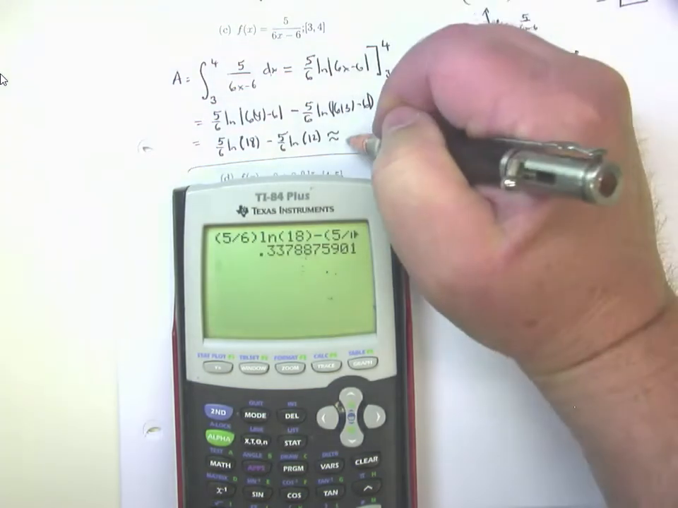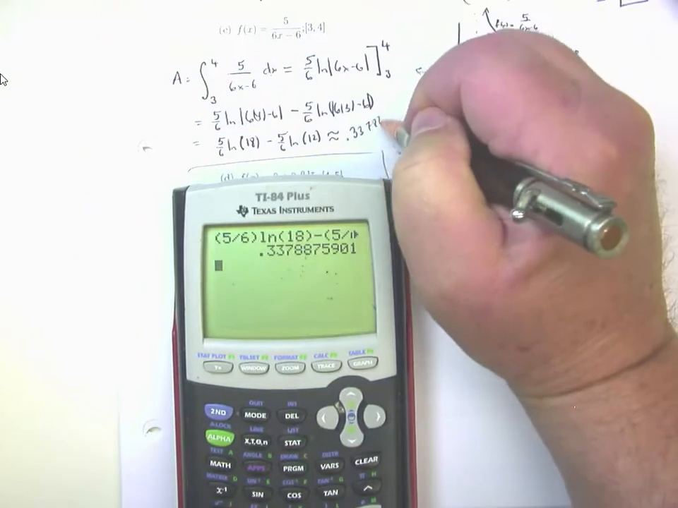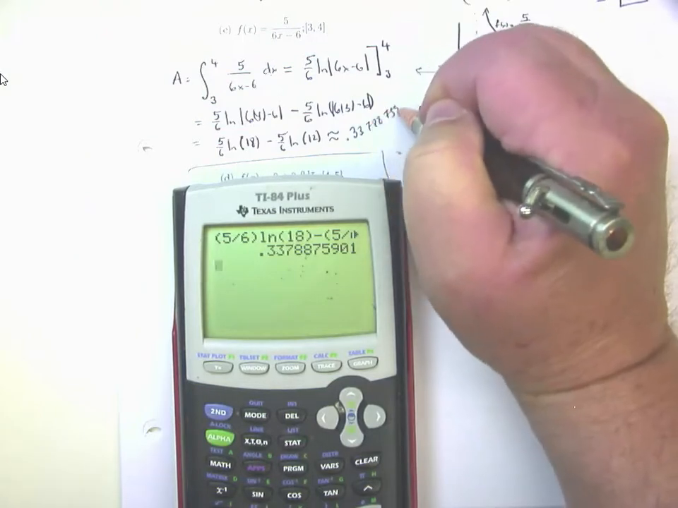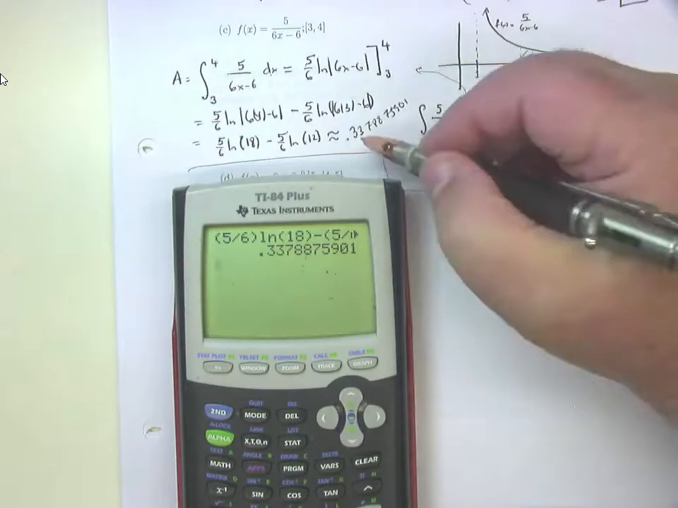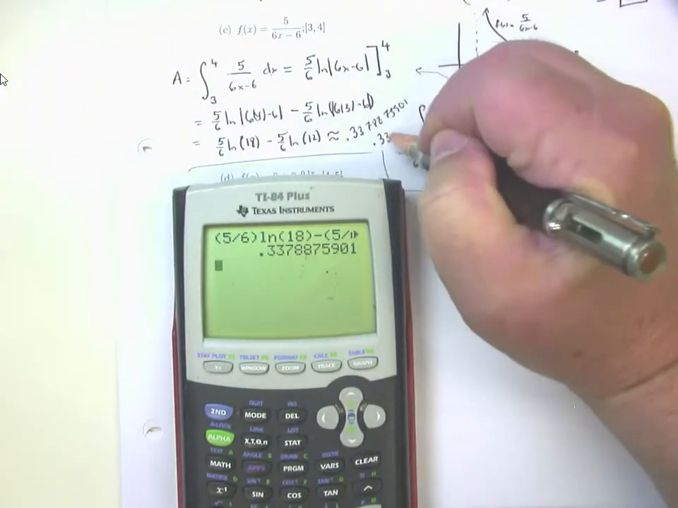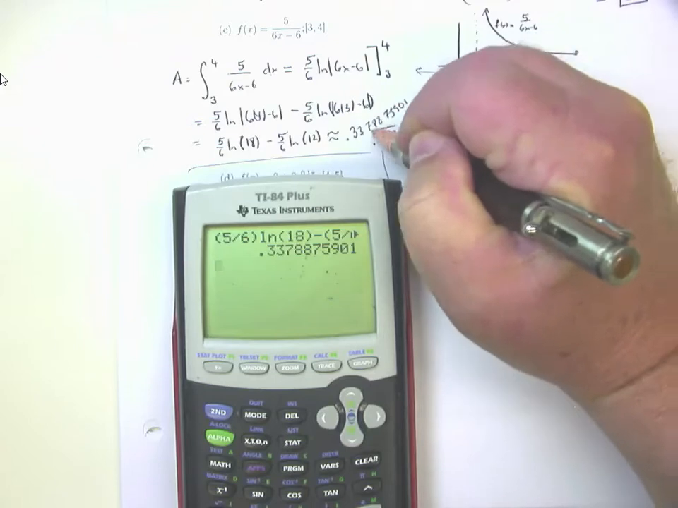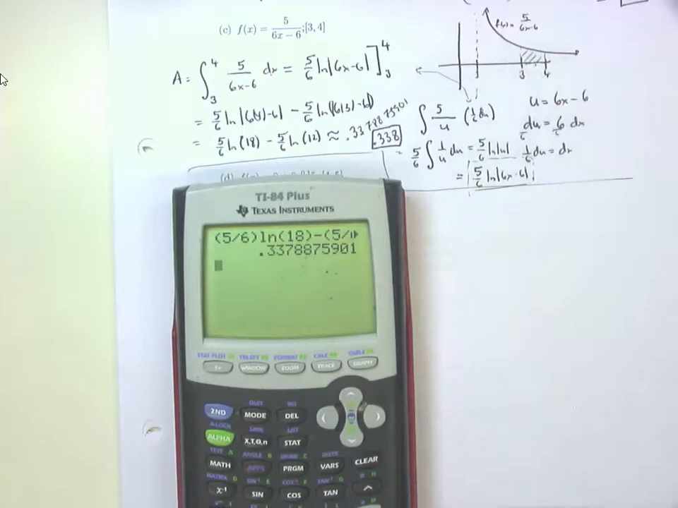And I get the answer 0.337887591, just in case you wanted to double check it. But they did say to the nearest thousandth. Tenths, hundredths, thousandths, 8 rounds it up. So what is my answer? 0.338. It's a very small amount of area located here.